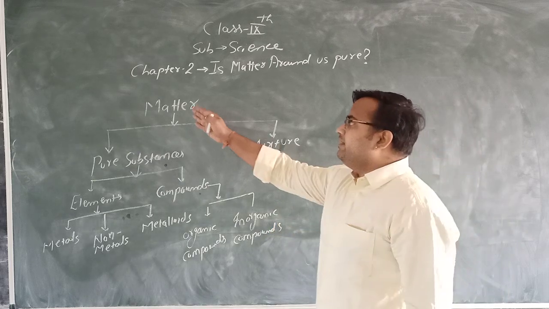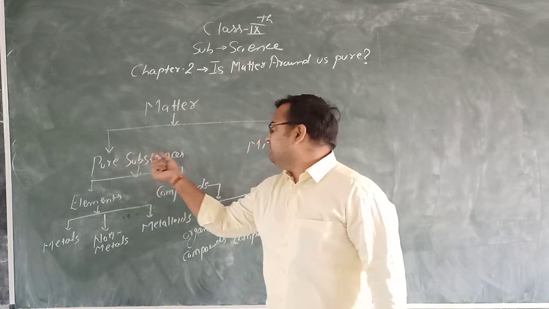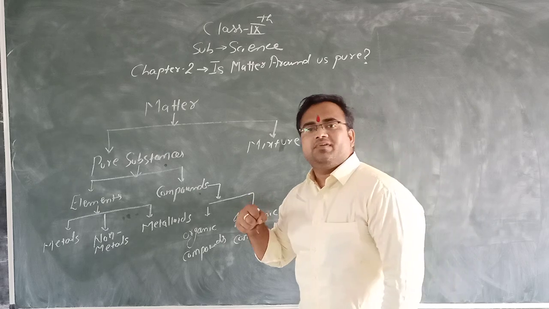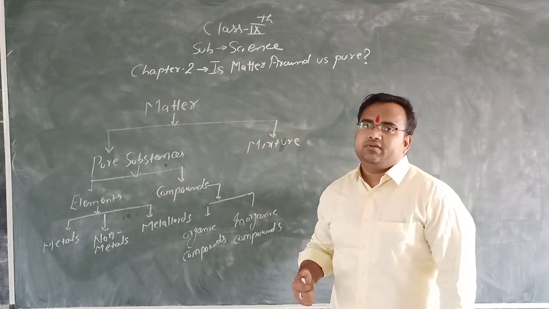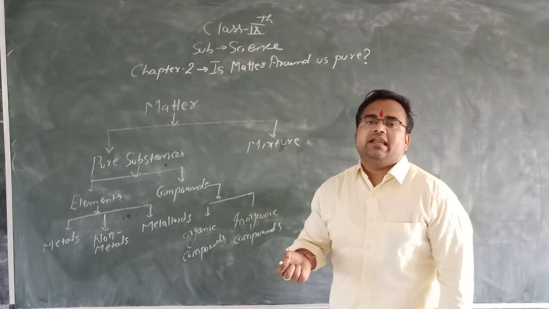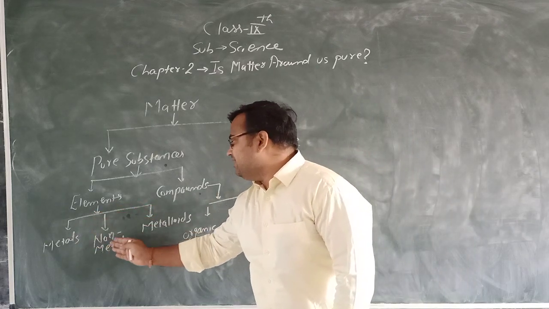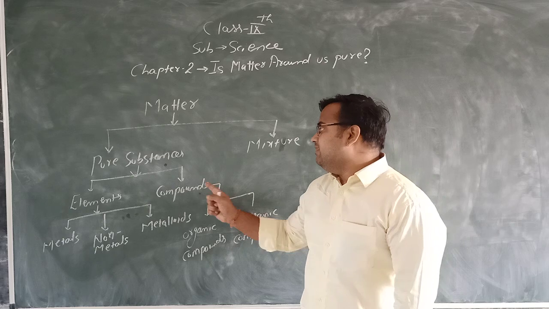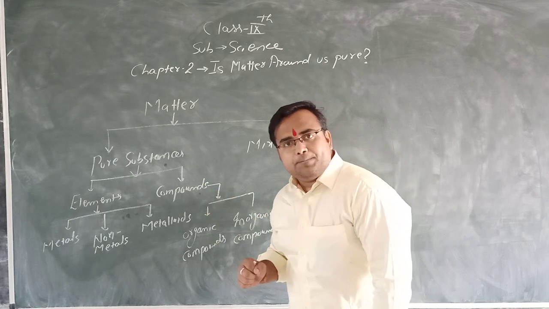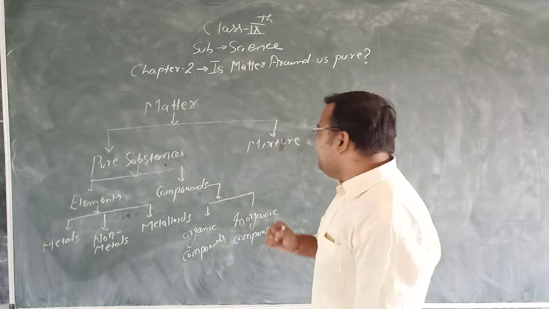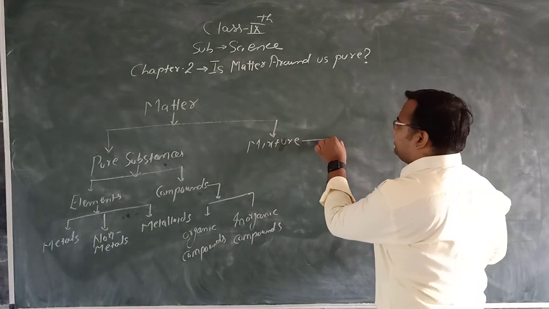See, matter is first classified as pure substances and mixtures. Pure substances are classified as elements and compounds. Elements are further classified as metals, non-metals and metalloids, and the compounds are further classified as organic compounds and inorganic compounds. Clear? Then what about the mixtures?